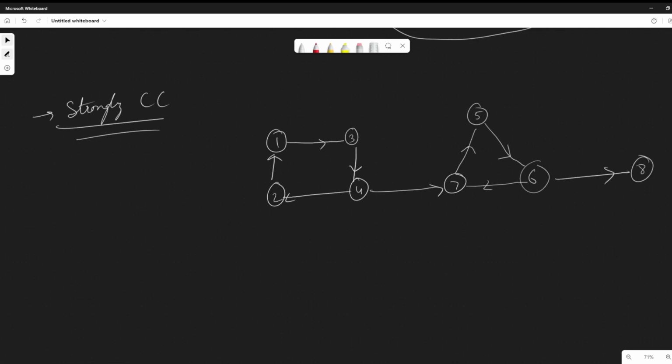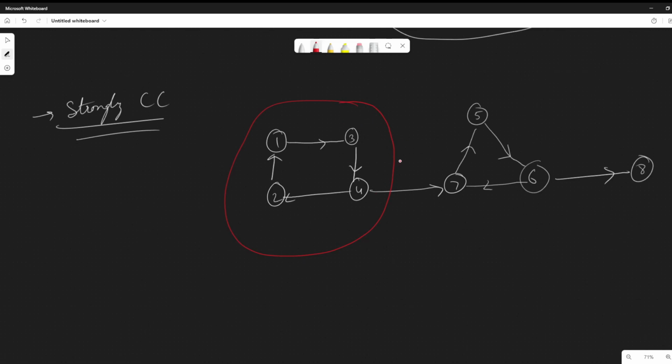The definition of a strongly connected component is that there should be a path from each vertex to every other vertex. Means if we are standing on node 1, we can reach 2, we can reach 3, we can reach 4. If we are standing at 3, we can reach 4, we can reach 2, we can reach 1. So this is a strongly connected component.